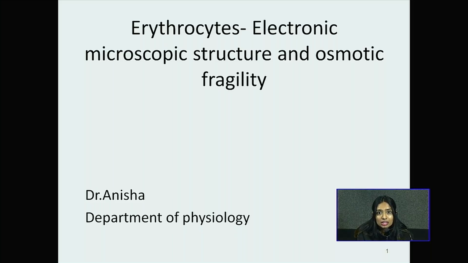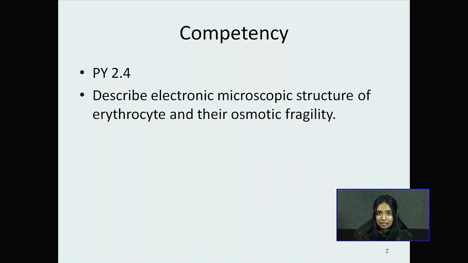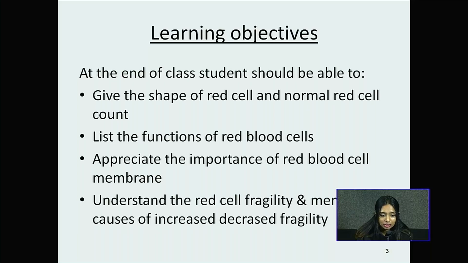Then comes its site of formation. Basically, it is formed in bone marrow, stored in spleen, and also destroyed in spleen. After it completes its lifespan, it is destroyed in spleen. Then, to start off with the lecture now: describe the electron microscopic structure of erythrocyte and their osmotic fragility.